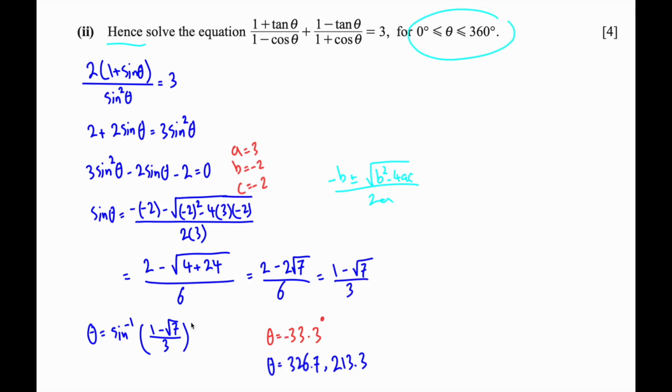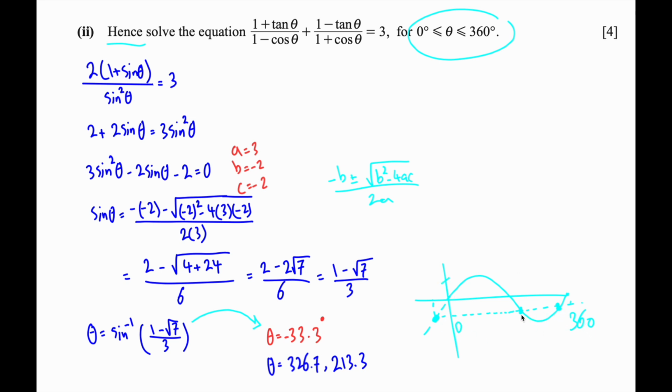Now if you use your calculator, what you get is this angle, which is negative 33.3 degrees, and it's in degrees since my original domain is given to me in degrees, so the answer is also expected in degrees. However, this is out of my domain, so what I need to do is find the other answers. If you recall, if this is the sine curve, the answer I have here is basically negative 33.3, which is this. So if I just extend this line, I can get 2 other answers within the domain from 0 to 360.